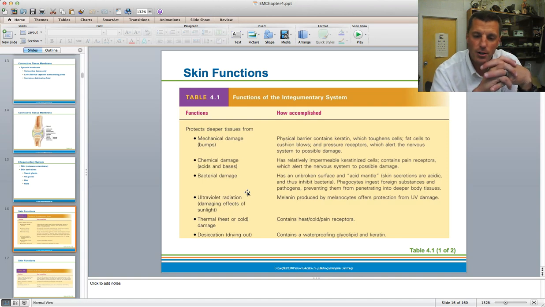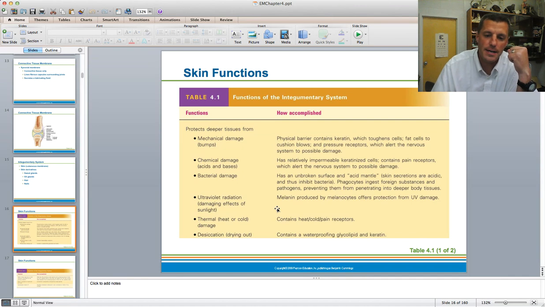Ultraviolet radiation: the way that our skin protects against UV radiation is by melanin produced by our melanocytes that toughens our skin and actually makes it more resistant to sun damage. The melanin does.